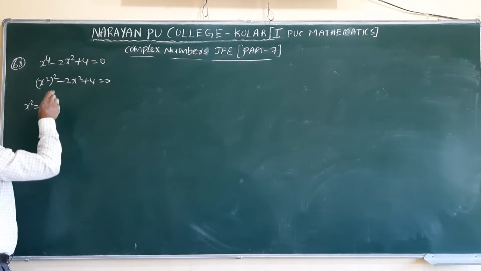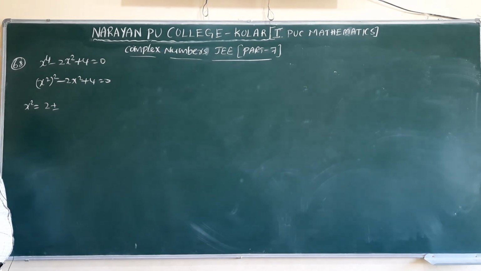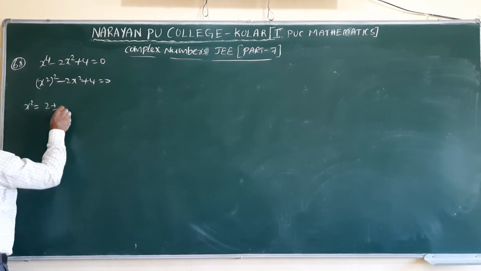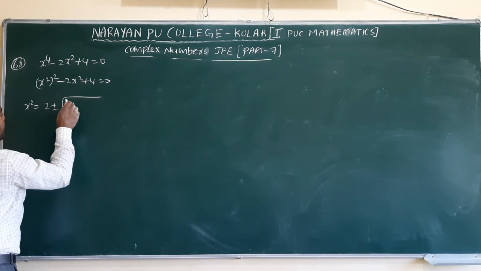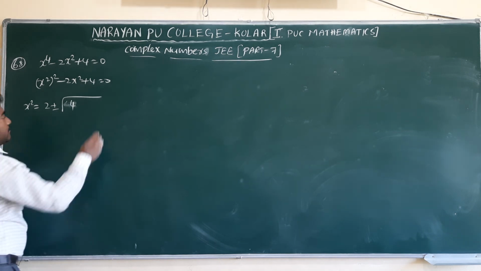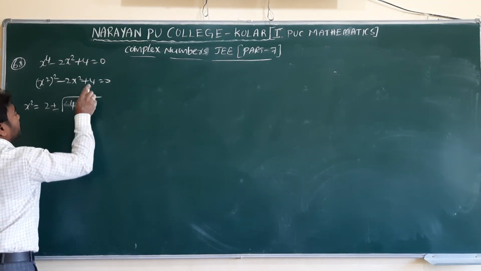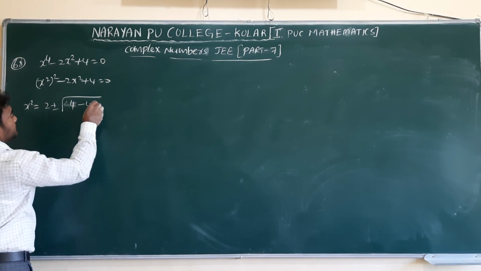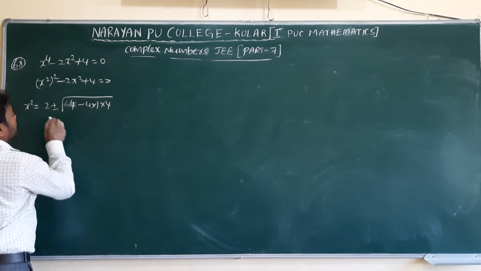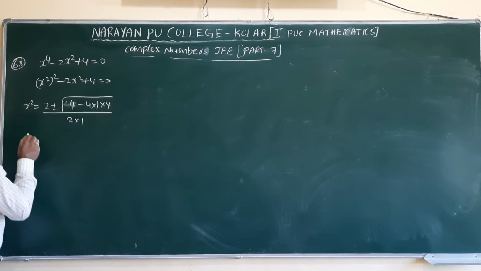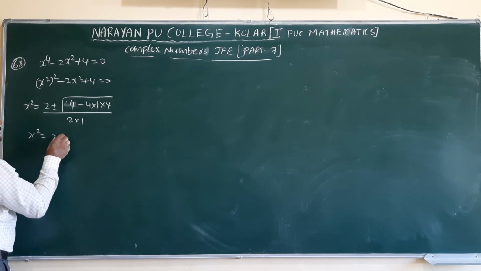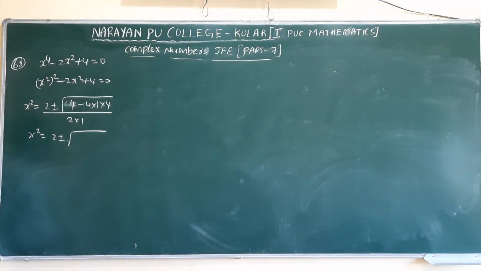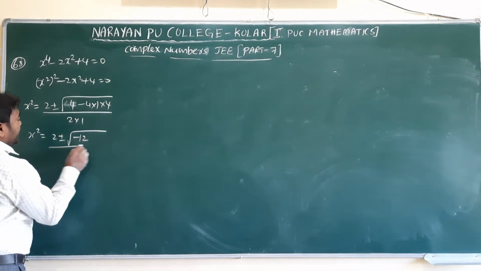Here b value is minus 2, so minus b is minus into minus 2, we get 2 only, plus or minus square root of minus 2 whole square, that is 4, minus 4ac, 4 into a value 1 into c value 4, divided by 2 into 1. X square is equal to 2 plus or minus square root of 4 minus 16, which means minus 12, divided by 2.